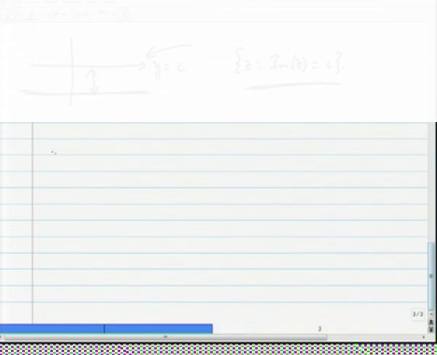I will first talk about the geometric. Okay. So, consider the geometric interpretation of multiplication of complex numbers.